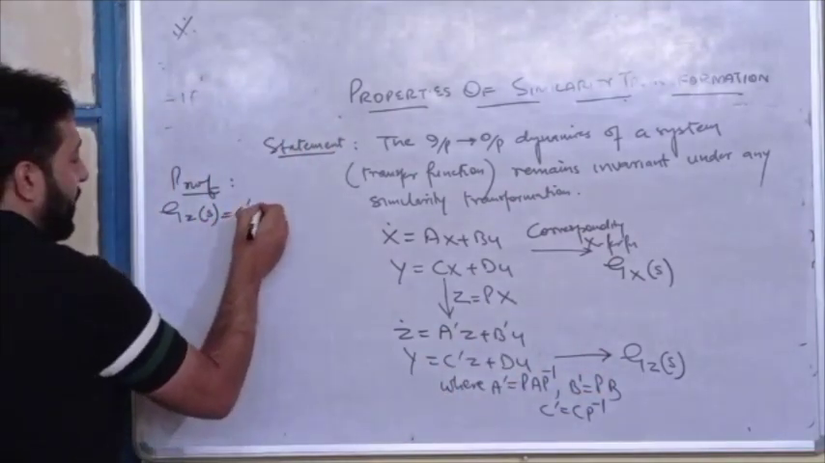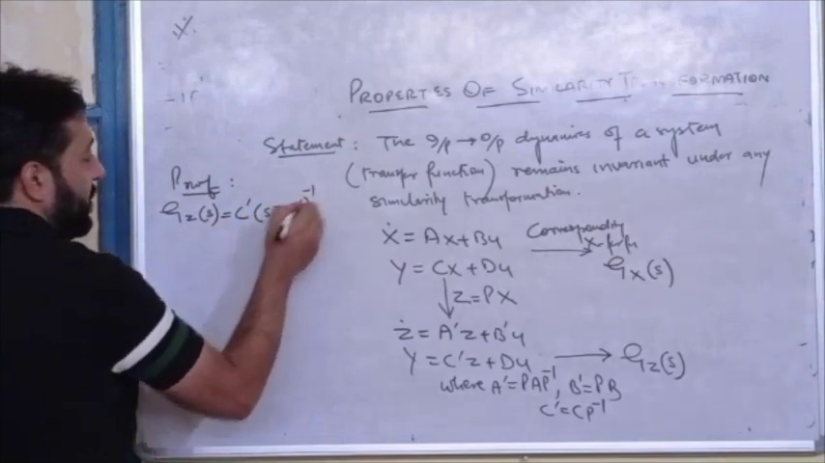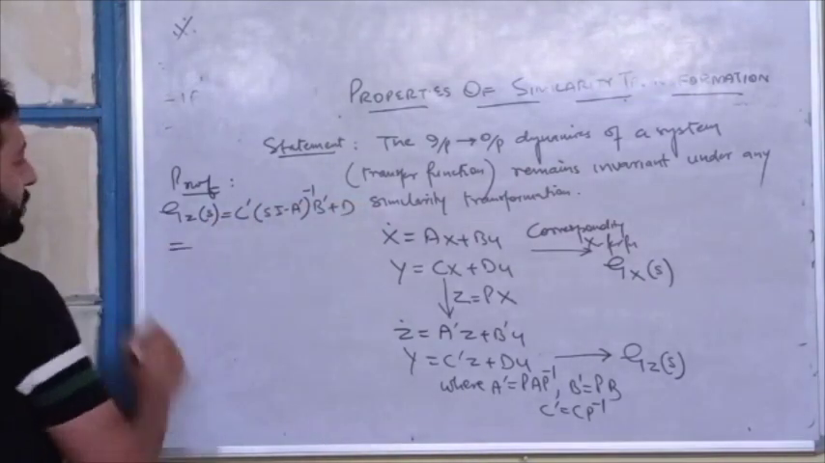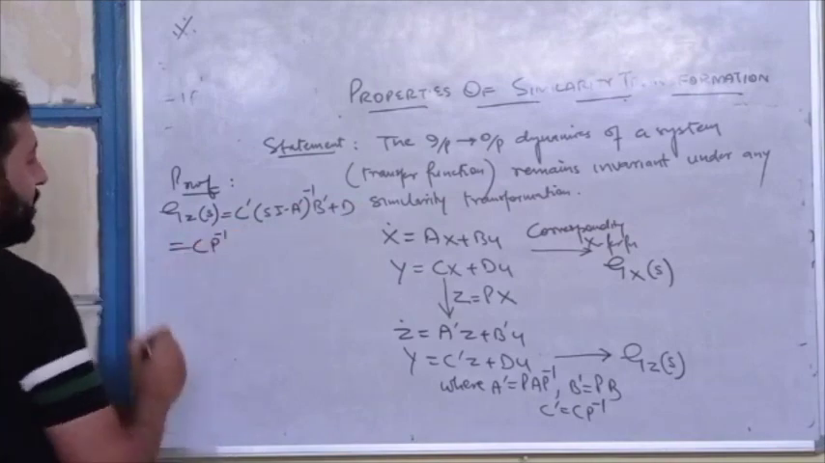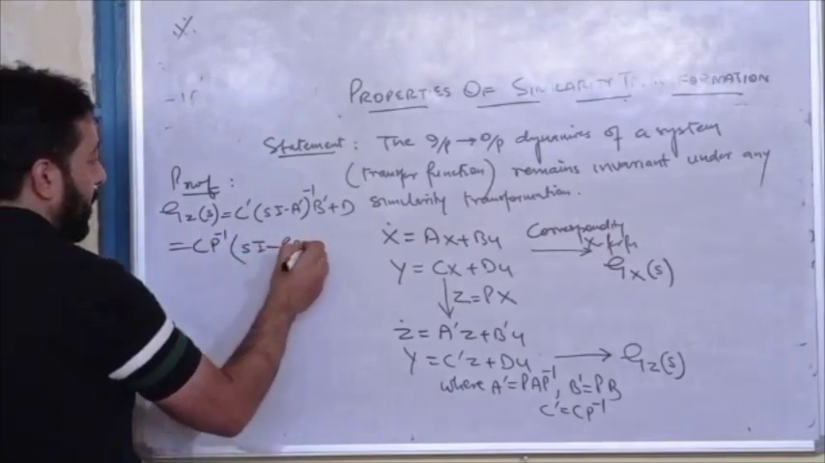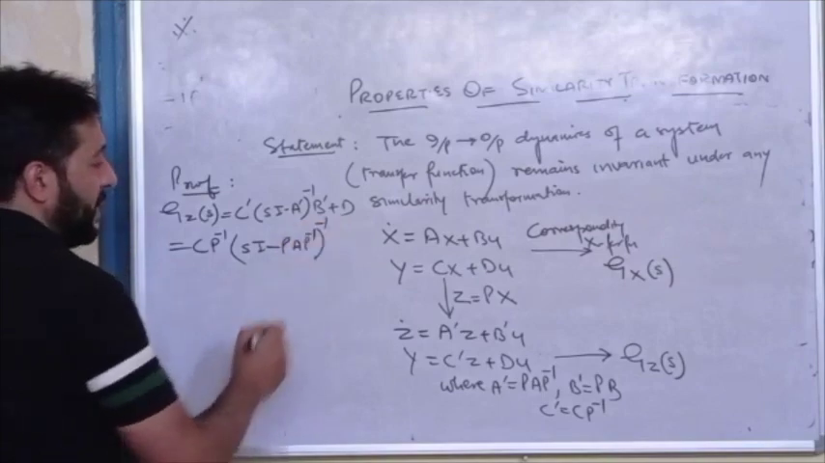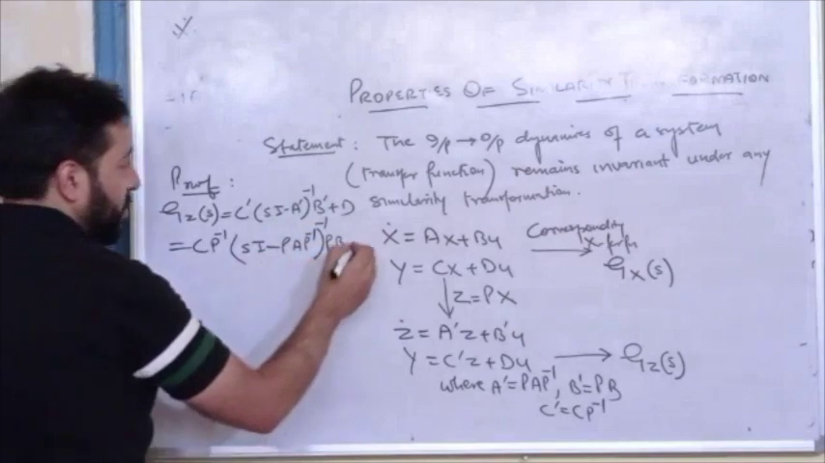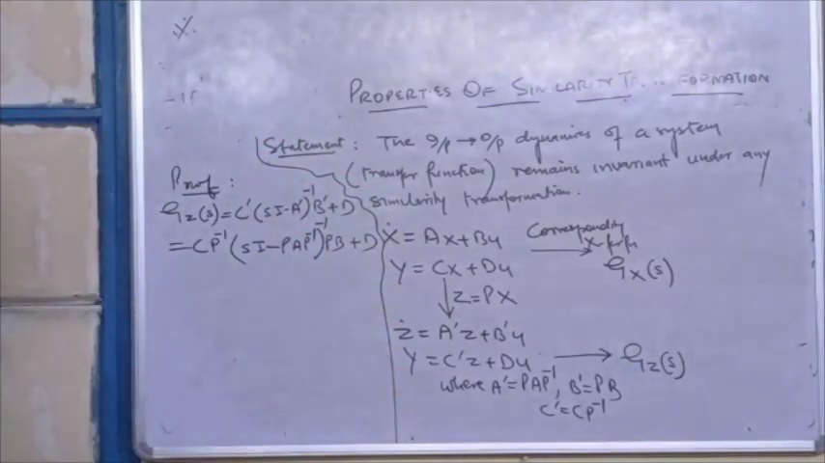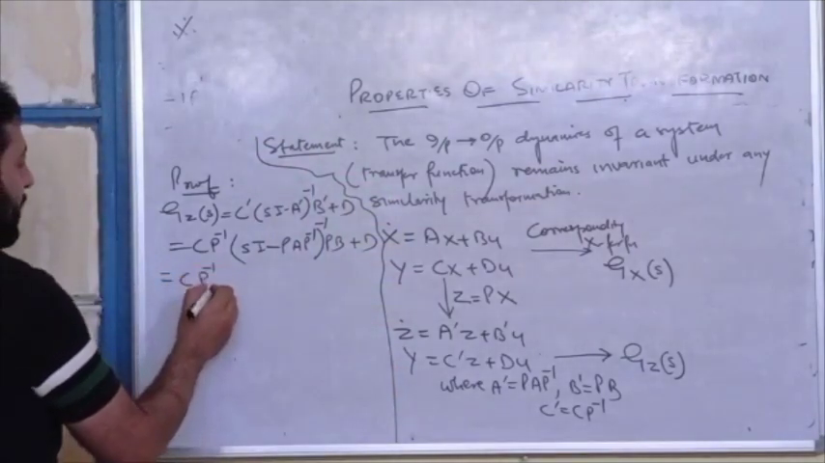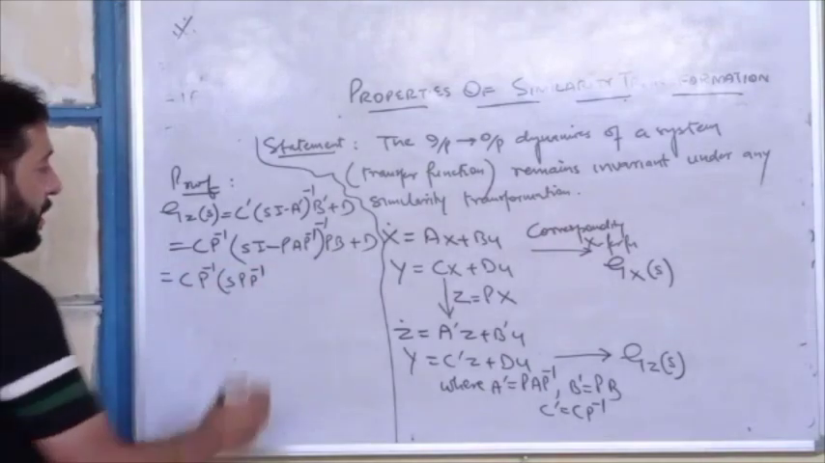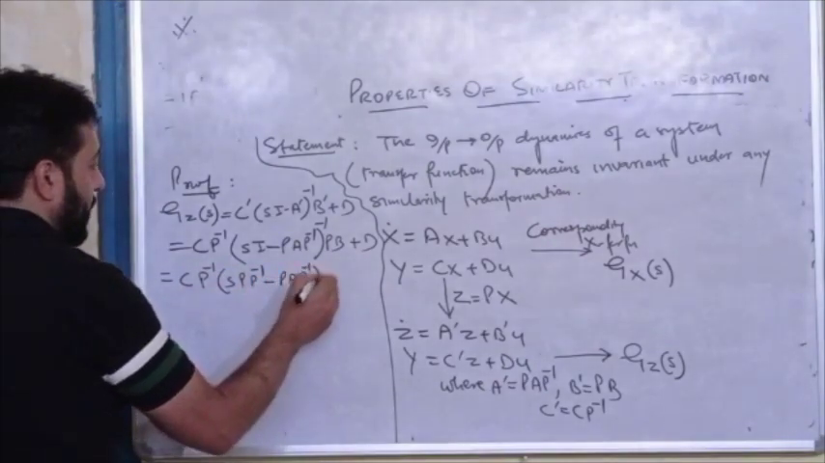Formula wise, C dash sI minus A dash inverse B dash plus D. Say yeah. Now that's equal to, what is C dash equal to? C P inverse. Say yeah, na? Now s I minus, what is A dash equal to? P A P inverse. Aur upar se dusra inverse. What is B dash equal to? P B. Plus you have D. Are you following me? Yes, sir. Say yeah, na? So, this is C P inverse, s I, I will write as P P inverse, okay? Then you have minus P A P inverse, P B plus D.